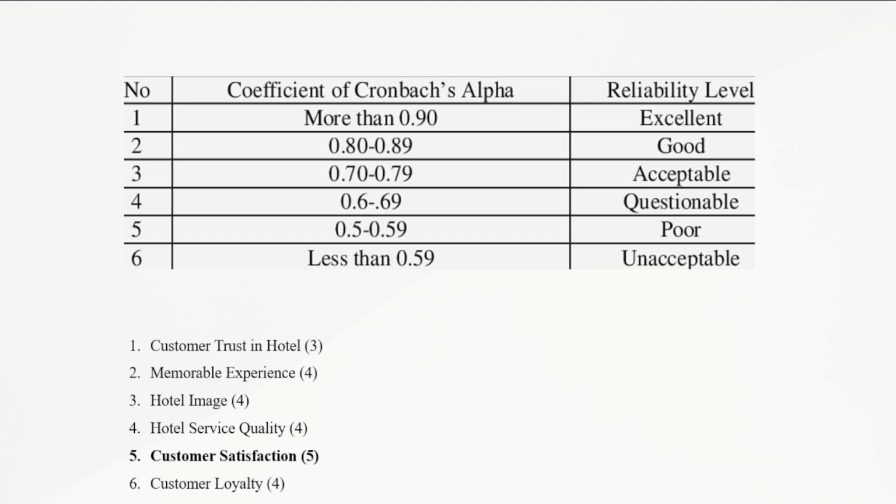And if the Cronbach alpha value is between 0.7 and 0.79, reliability is acceptable, meaning items are reasonably consistent. If your values are between 0.6 and 0.69, reliability is questionable, so there may be some inconsistency in the items. Values between 0.5 and 0.59 mean the reliability is poor. Items may not be measuring the same concept. Less than 0.5 is unacceptable, suggesting significant inconsistency among the items. So in short, a higher value indicates better reliability, with 0.7 and above usually considered acceptable in research.